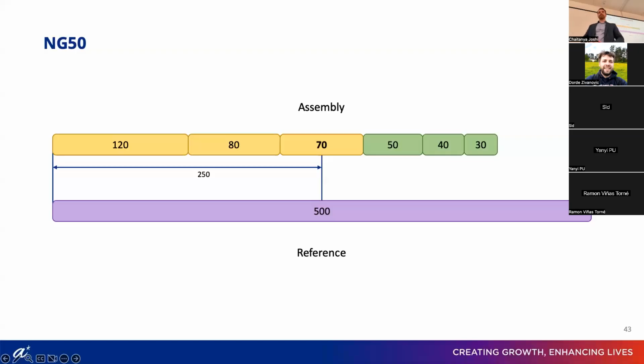It's a bit convoluted. Don't ask me why. It's the way it is. But in a way, it kind of gives you the median value of the lengths of your assembly contigs.